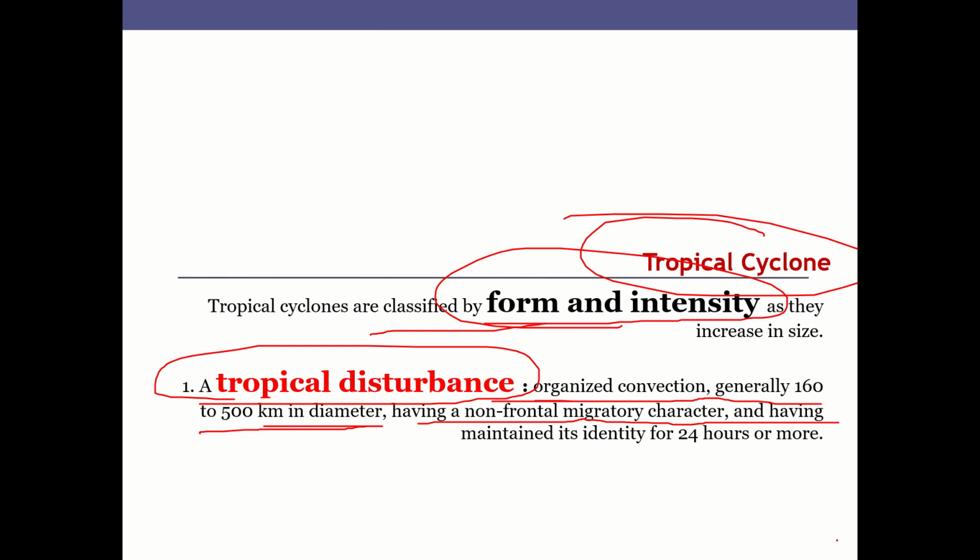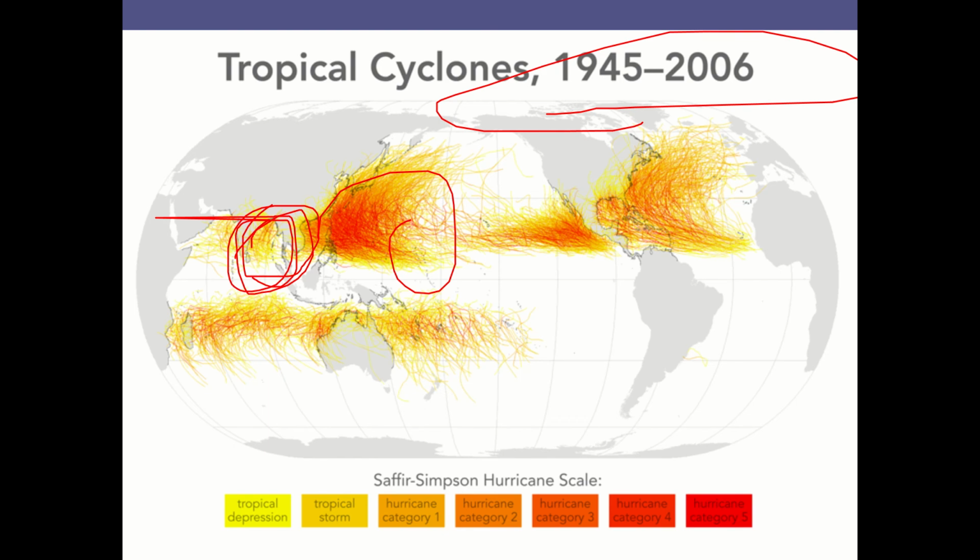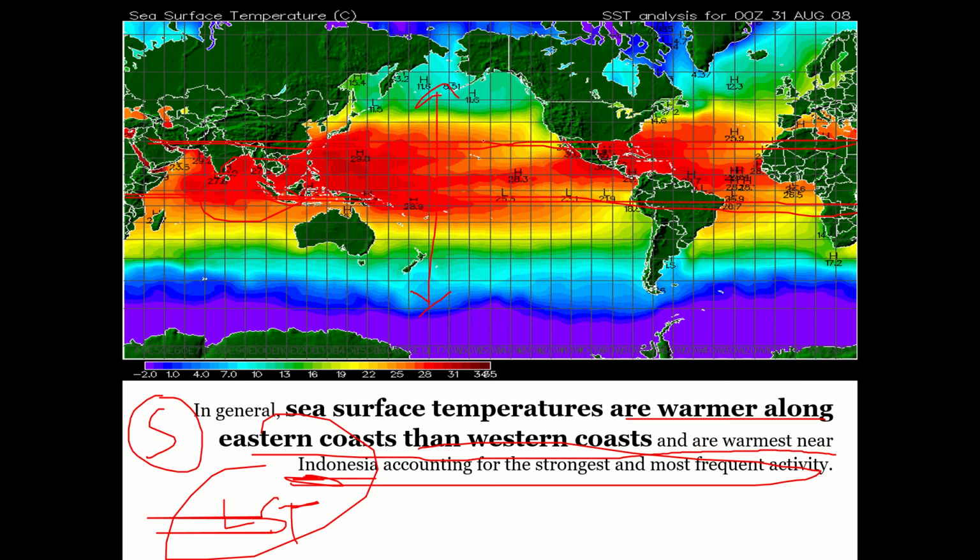Okay, sorry about that. A tropical disturbance. I have used 2-3 words here. Let us understand what these words are. It is a non-frontal migratory character. So that means when we observe the satellite images like this, or maybe let us say we have one image.